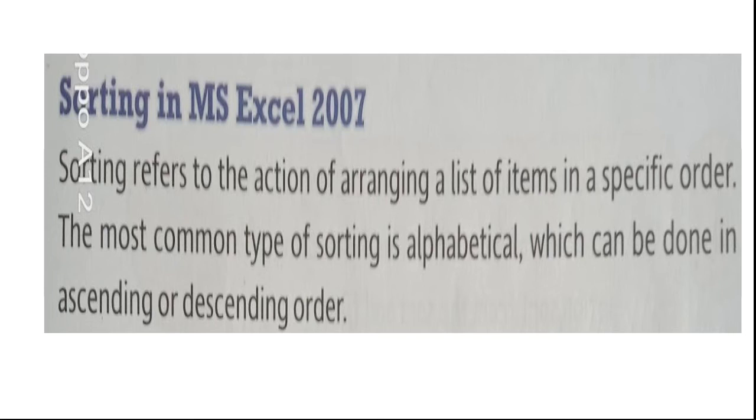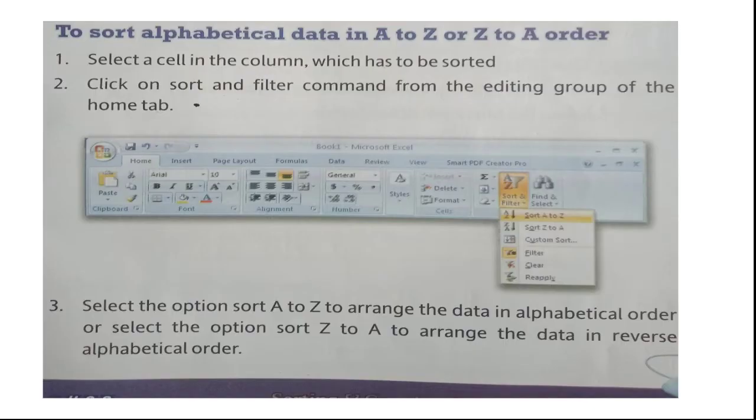Now we are going to learn how to do it with a computer. Just in one click, just select all the names and this will happen. Automatically the names will be arranged. Just in a minute it will happen. This is what we are going to learn in this lesson: to sort alphabetical data from A to Z or Z to A.